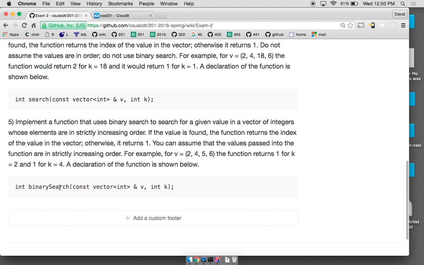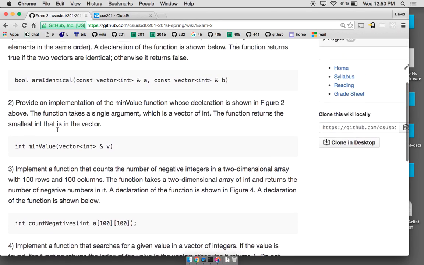And how about this one? Binary search. Implement binary search with vectors. Find the position of K in V. That's an int. I could have returned a bool. Tell me if K is in V or not. True or false. So you just need to practice these.